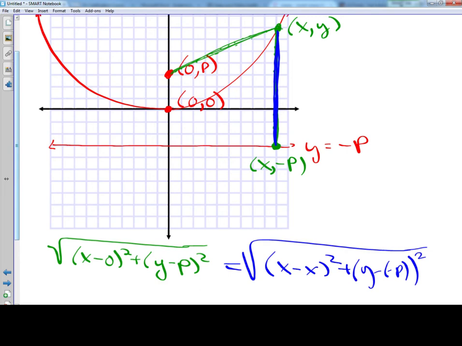If there are any questions at this point, please ask. Because at this point, it's just algebra. Please make sure you understand everything that's been put up there.